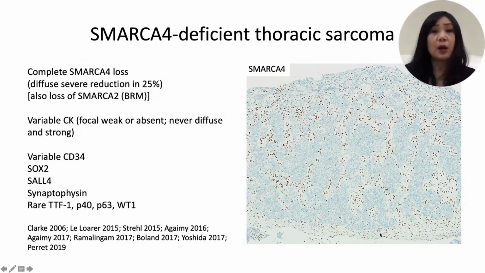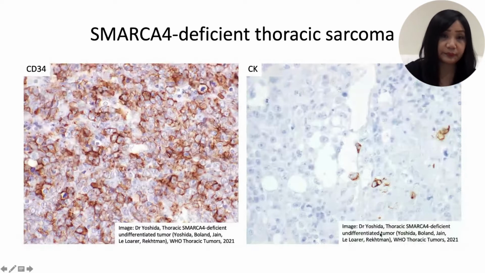There can be variable cytokeratin expression, but this is typically very focal or very focal weak, never diffuse and strong. Also variable CD34. Let's remember that conventional carcinomas virtually never show CD34 expression. Also variable SOX2 and SALL4, so they are supportive markers, and variable neuroendocrine marker expression with very rare TTF1, P40 and P63, but we're talking rare and focal, not strong and diffuse.